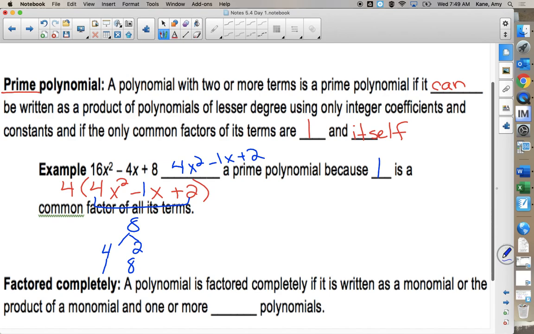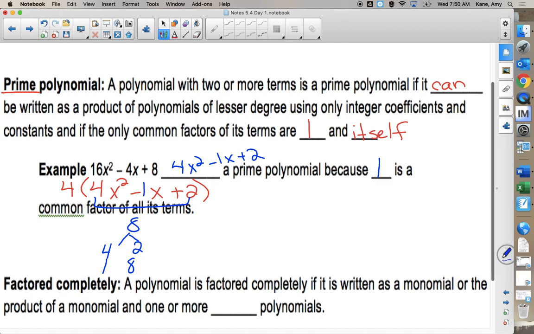So 16x like the original problem wouldn't be a prime? Correct. The original problem is not a prime polynomial because we could factor it further by pulling out a 4. So as long as you can do something to it, it's not a prime polynomial. But if you're left with that part in the parentheses and there's nothing else we can do with that, then it is prime. Other questions?